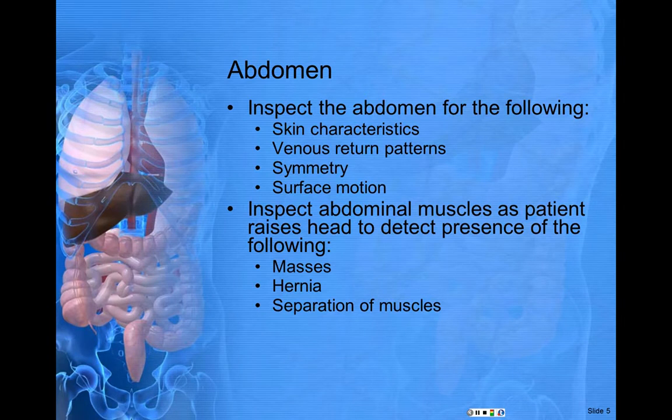You want to inspect the muscles as the patient raises their head to look for any problems such as masses, hernias, or separation of the muscles in the abdomen. So those are the first two things that you want to do when you're looking at or inspecting the abdomen.